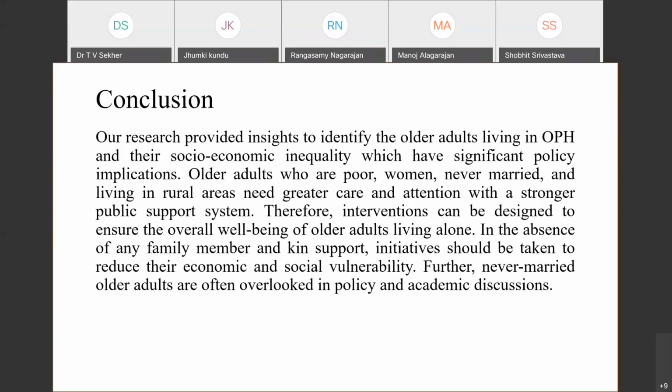In the absence of any family member and kin support, initiatives should be taken to reduce their economic and social vulnerability. Further, never married older adults are often overlooked in policy and academic discussion and need a policy focus.